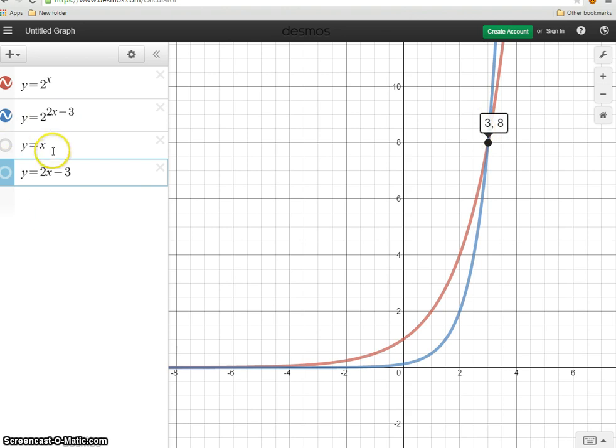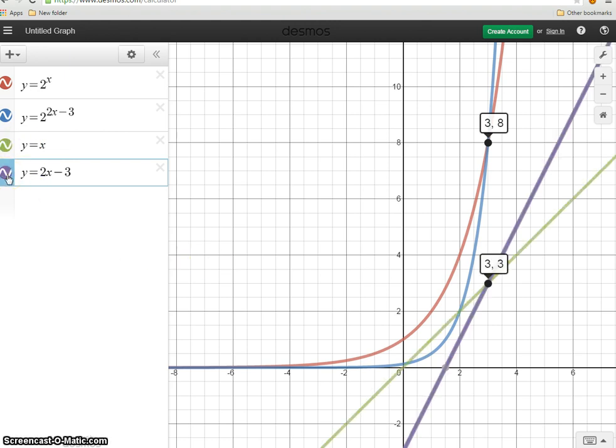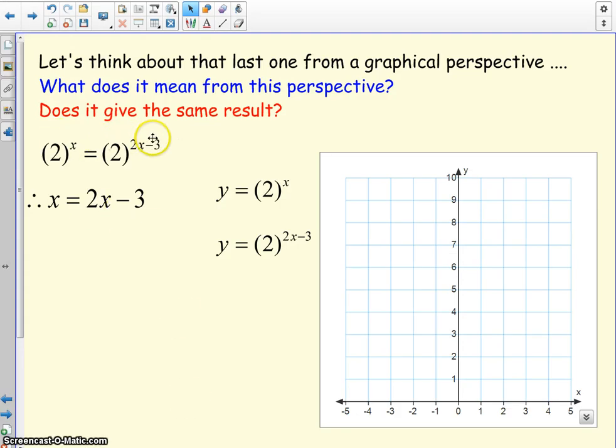Now, the equivalent equation I got by setting the two exponents equal to each other, x equals 2x minus 3, let's see where those two lines intersect. If I put y equals x and y equals 2x minus 3, you'll see they intersect at the point (3, 3). The most important thing is that the x value, the one we're solving for, is the same for both of these equations. Both points of intersection are at x equals 3. So whether we solve 2 to the x equals 2 to the 2x minus 3 or x equals 2x minus 3, you get the exact same x value.